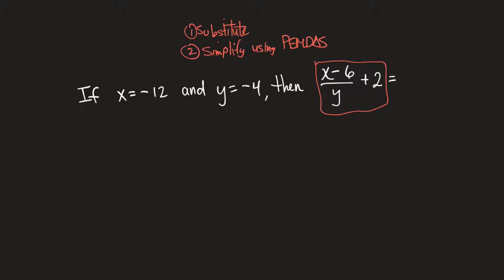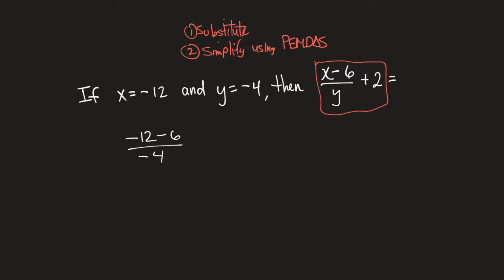So let me show you how this works. I'm going to do this very problem here, and I'm going to rewrite this. So instead of the x, I'm going to substitute negative 12 in for x, and it looks like this. So we have negative 12, and then minus 6, so I just copied this part right here, but instead of x, I wrote negative 12, and then that's going to be over the value of y. So here, the value of y is negative 4, so negative 4 is going to be placed right here.